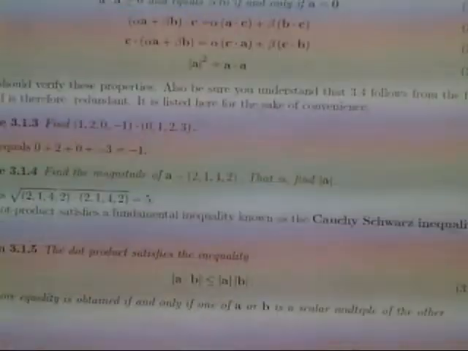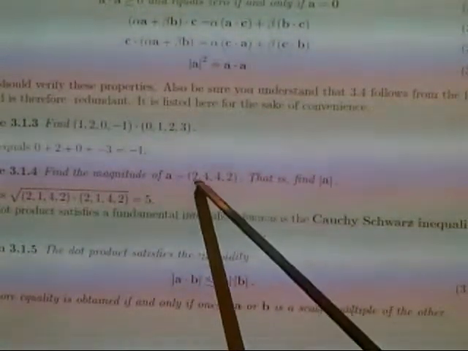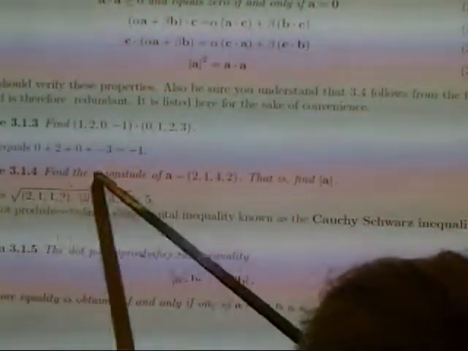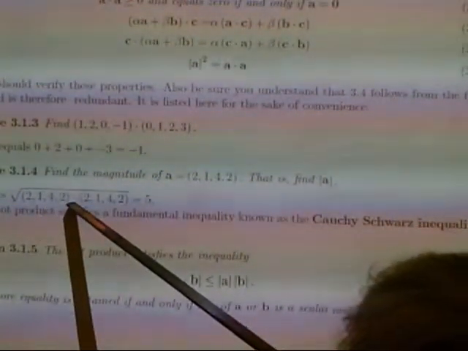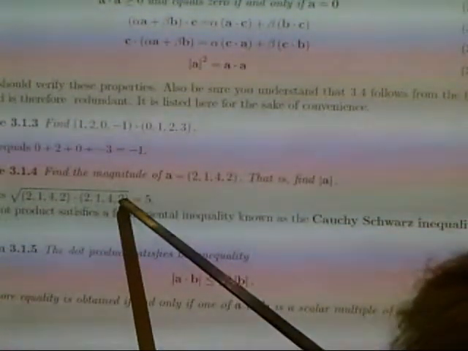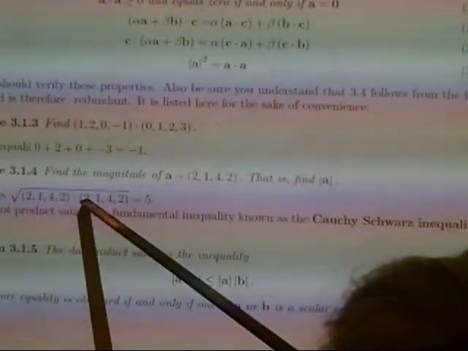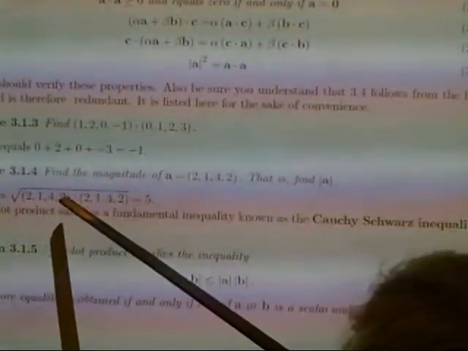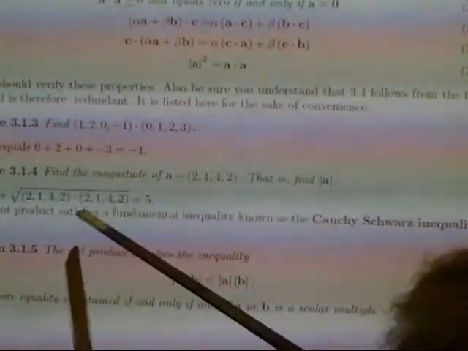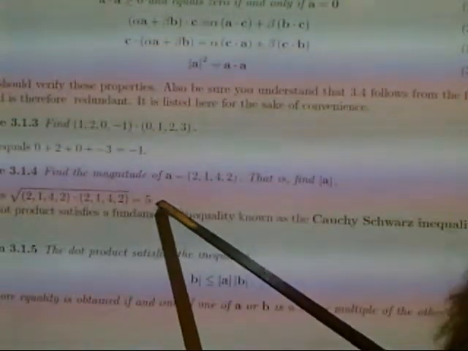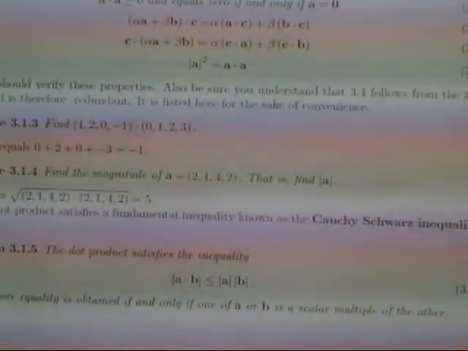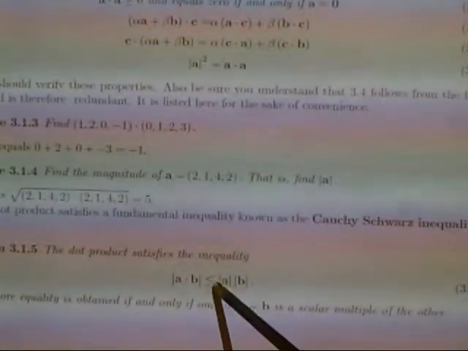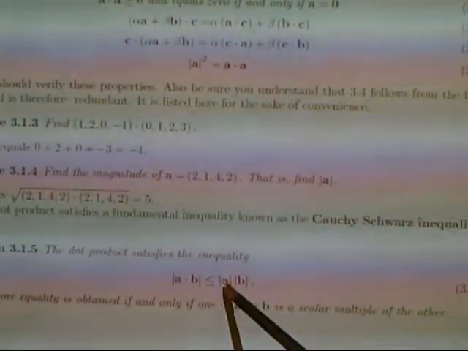The next thing is we have to find the magnitude of (2, 1, 4, 2). So therefore the square root of 2 times 2 plus 1 times 1 plus 4 times 4 plus 2 times 2, and then the square root gives you 5. So for the dot product we can also write that the magnitude of A dot B is less than or equal to the magnitude of A multiplied by the magnitude of B.